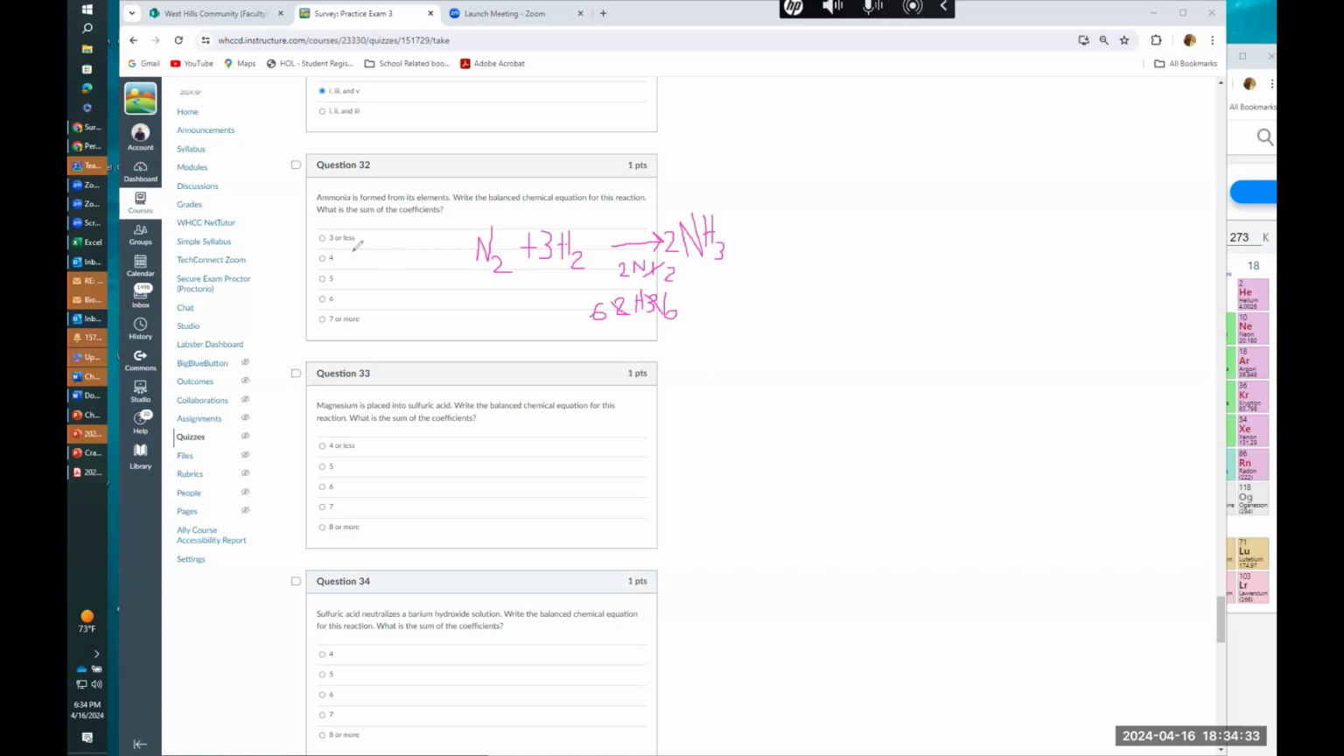Okay, so now we need to add up the coefficients. And this is the thing that always gets everybody. You have 1, 3, and 2. So that's a total of 6, right? That's right. That's the part that always gets everybody, because everybody forgets that 1. Sneaky, sneaky.